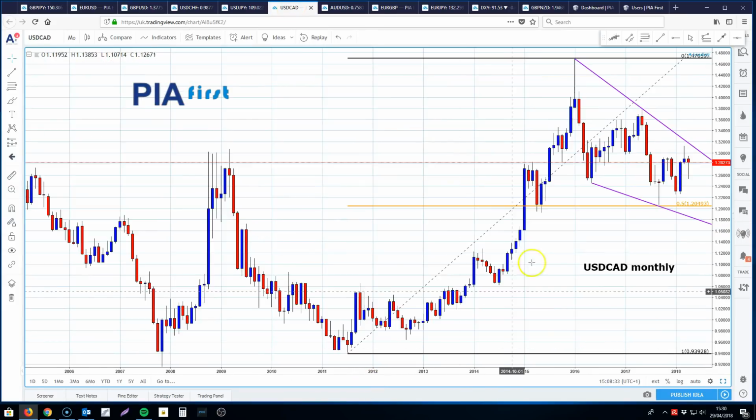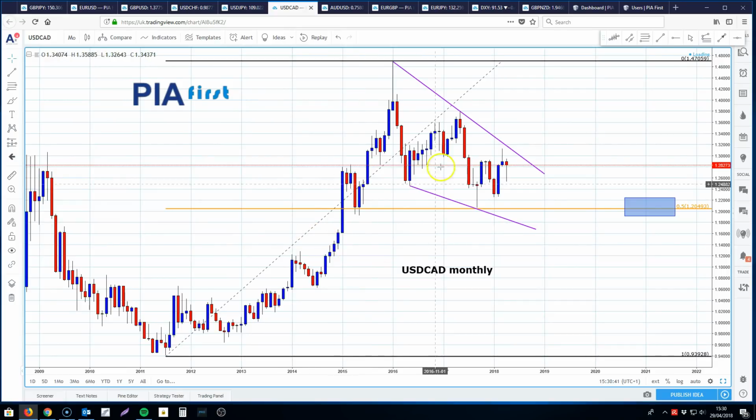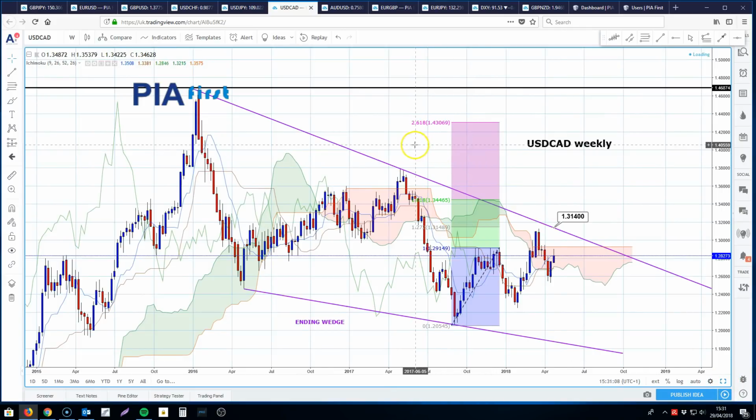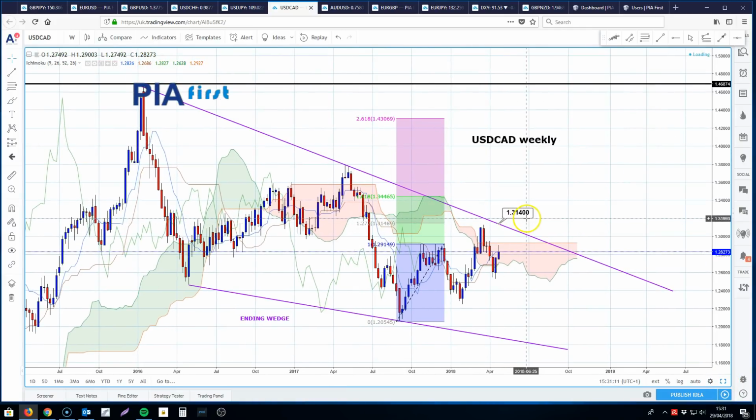Dollar CAD monthly chart. Again, I'm not going to say mixed and volatile because it's a bit silly to say that in these higher time frames, but we've got 27 months of mixed results, and that's made this ending wedge formation that has an eventual bias to break to the upside. The weekly chart just shows you that wedge in a little bit more detail. We've got some trendline resistance coming in at 131.40. There's really no clear indication that this upside rally is coming to an end.